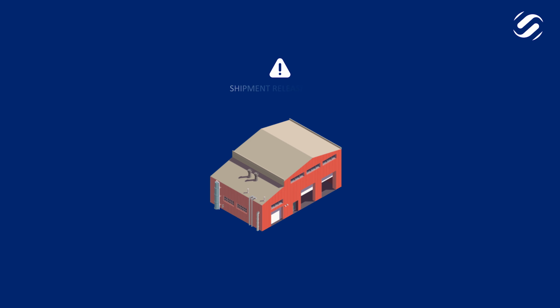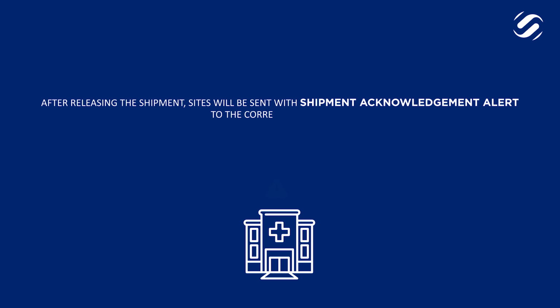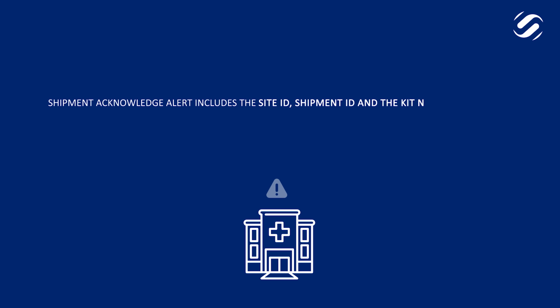It sends a shipment release alert to the corresponding depot to prepare the shipment package. The shipment release alert includes the site ID, shipment number, and the corresponding kit numbers to be included in the shipment. The status of kits gets changed from ready to dispatch to ordered. After releasing the shipment, an acknowledgement alert is sent to the respective sites. The shipment acknowledge alert includes the site ID, shipment ID and the kit numbers.